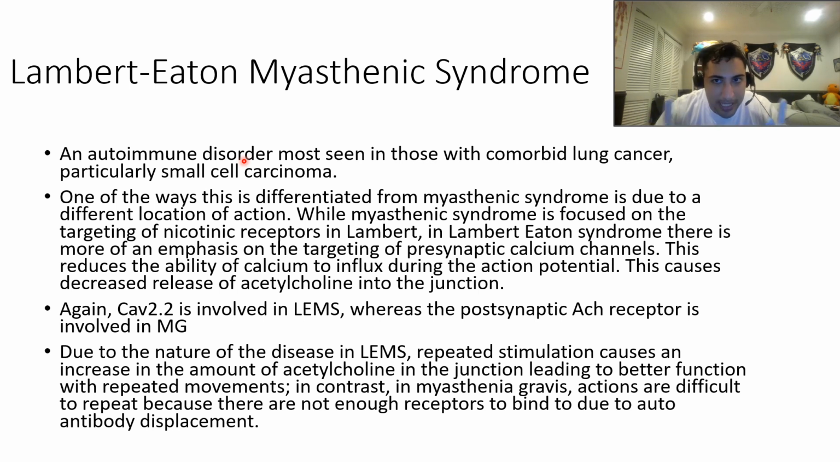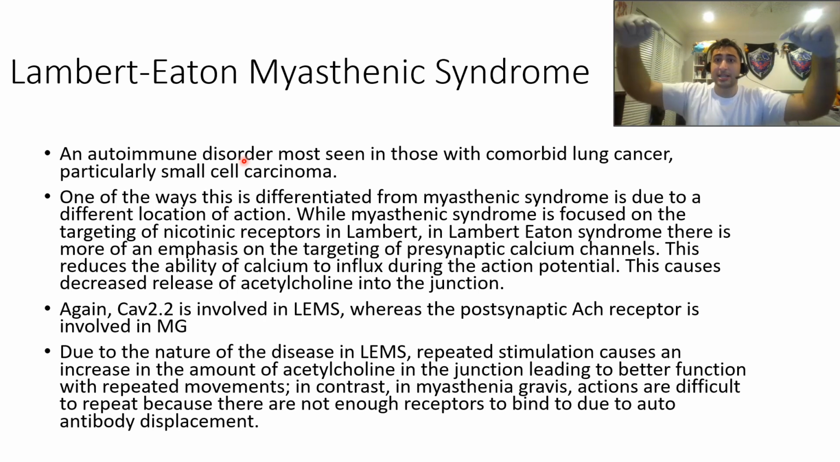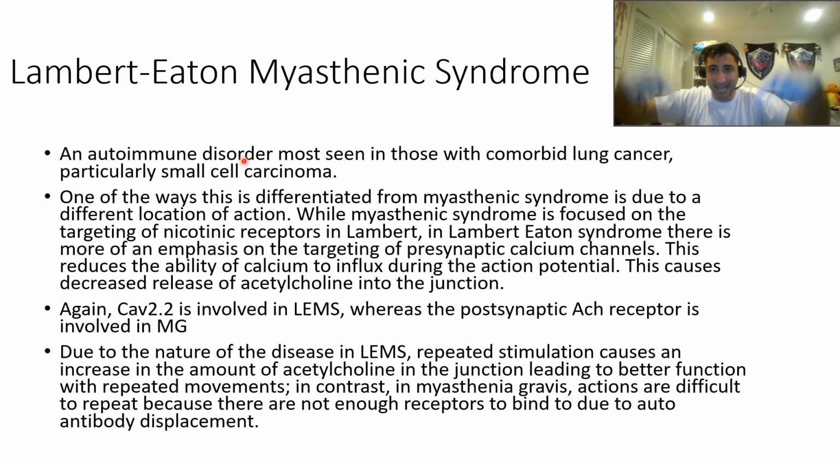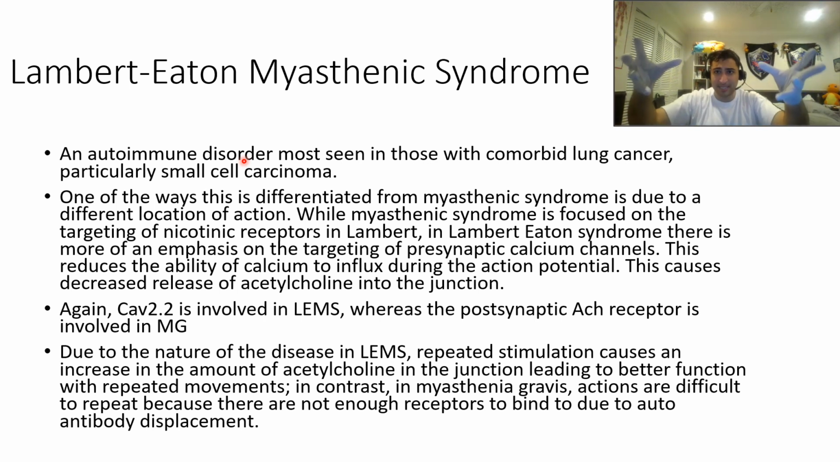In Lambert-Eaton, you have your nerve, your terminal bouton, and you have your calcium channels, and those are supposed to activate during the action potential. Remember, they're voltage gated calcium channels. They should activate, allow calcium through, and cause the vesicle to fuse with the presynaptic membrane and dump all the neurotransmitter out.